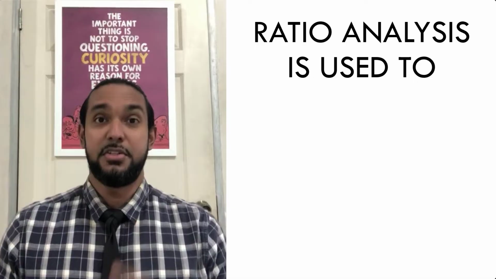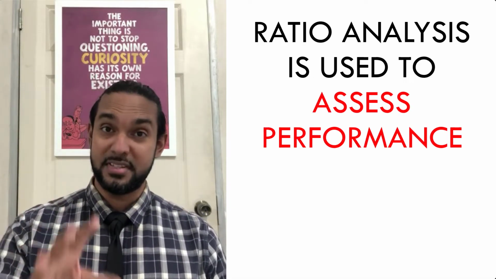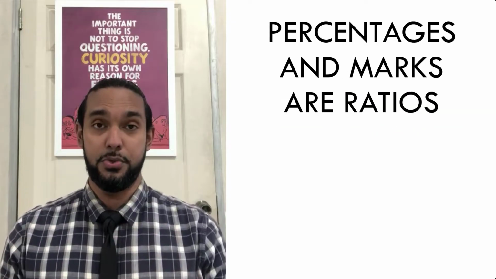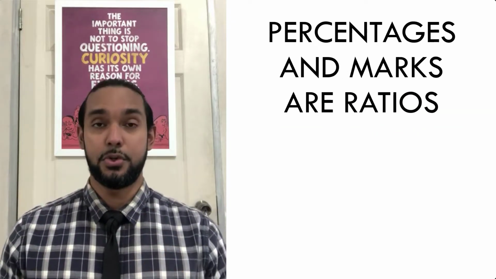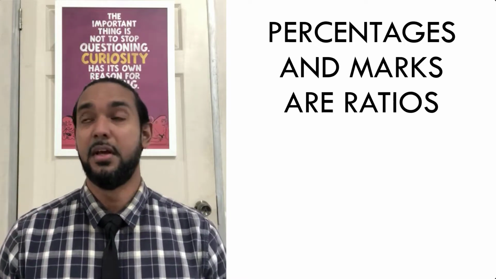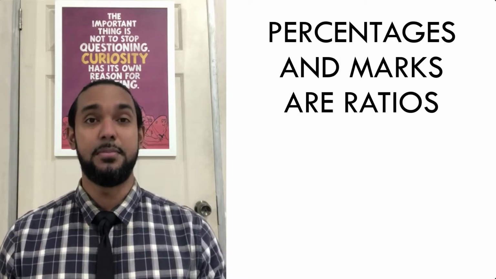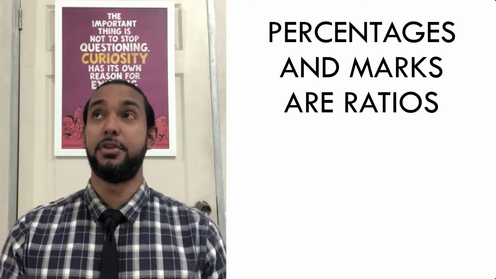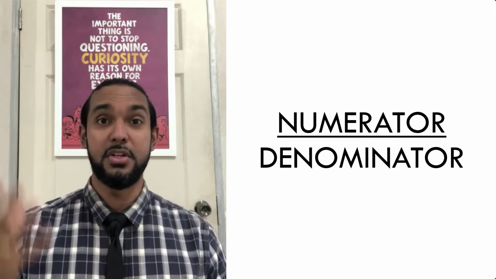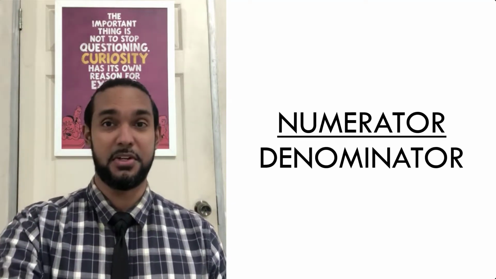So ratio analysis is used to assess performance. When you guys do your tests in school and you get your percentages or your marks, those are ratios. A percentage is a ratio out of 100, and if it's not a percentage, let's say it's like 17 out of 20 or 15 out of 35, that's also a ratio. It comes from the mathematical term a rational number, which is a fraction, the ratio of a numerator to a denominator. Now, I know some of you want to click away when you hear me talking about math. I promise I'm getting back to accounts now.